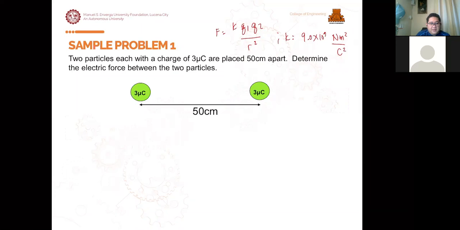If anybody can recall, ano yung ano natin? Okay? So, thank you Mr. Pagkatipunan. So, micro, ibig sabihin 1 times 10 to the negative 6. So, itong sa left side, tawagin natin Q1, equals yan sa 3 times 10 to the negative 6 coulomb. Okay? So, same as doon sa Q2 natin, siya ay 3 times 10 to the negative 6 coulomb.